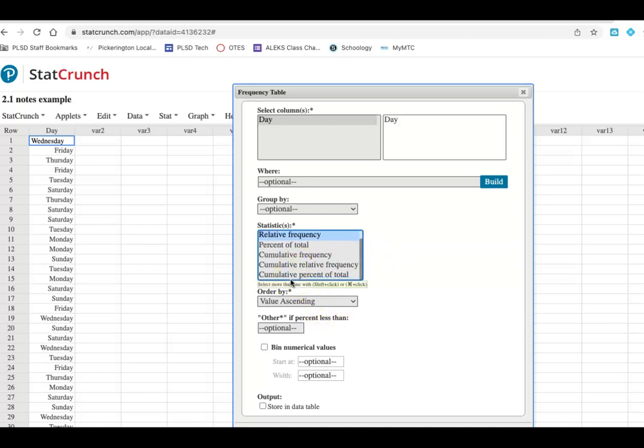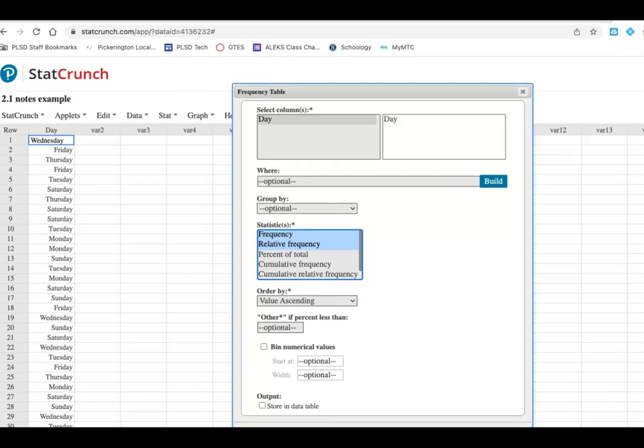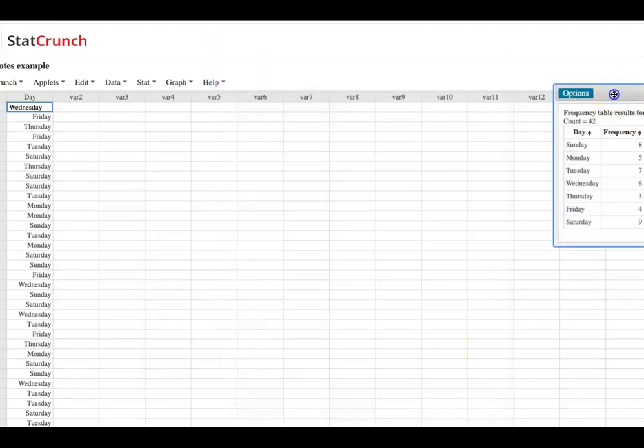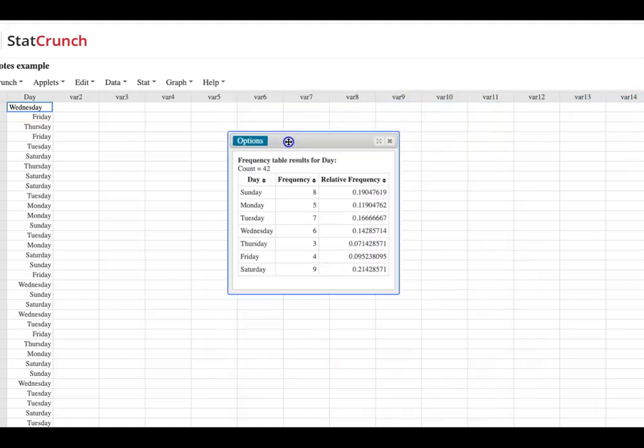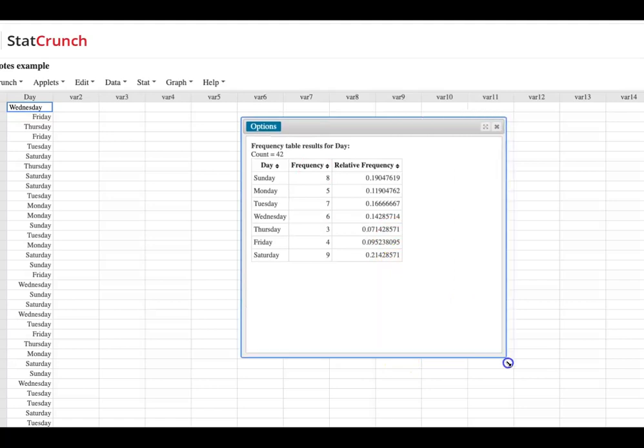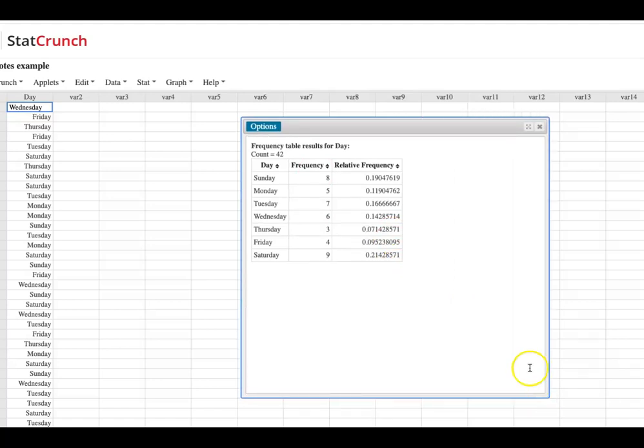There are all kinds of other options that in this case I do not need. And when we get to the point where we're needing them, I'll show you how to use those. But for right now, all we need to do is click compute, and notice that I can drag this, but it gives you a little box. This is both my frequency and relative frequency chart.